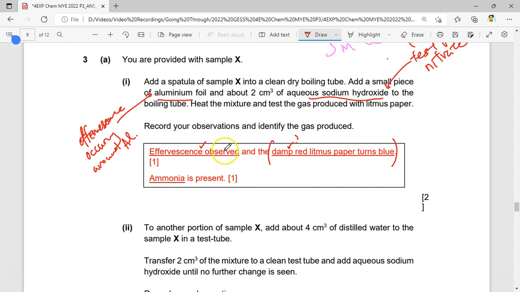So we're looking for the effervescence plus the damp red litmus turning blue. That will be 1 mark, followed by ammonia is present, because they ask you to identify the gas. So record your observations, identify the gas. So 1 mark here, 1 mark here. Okay, so there's the QA part.